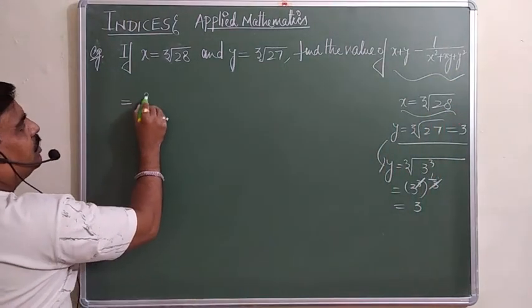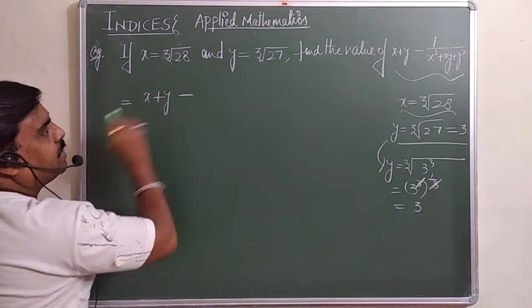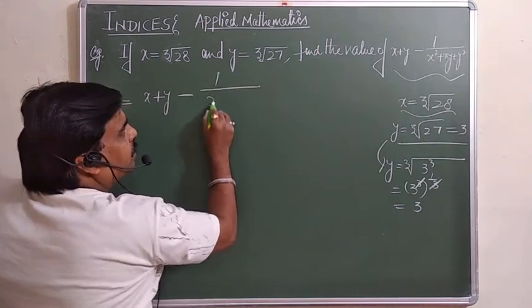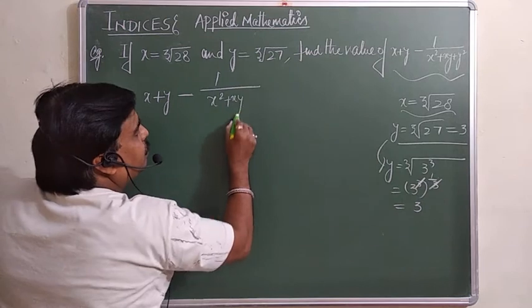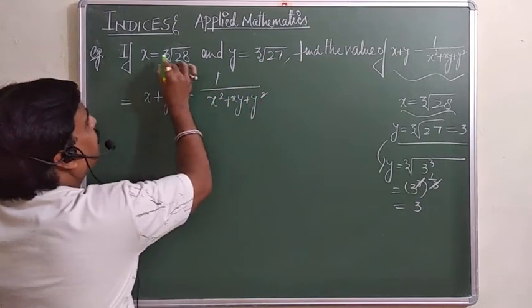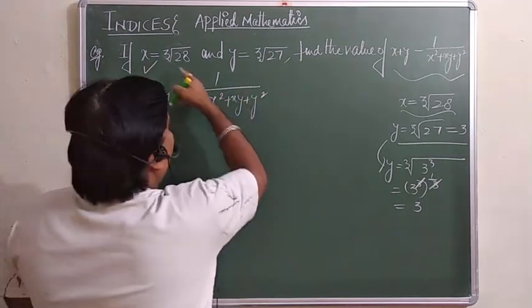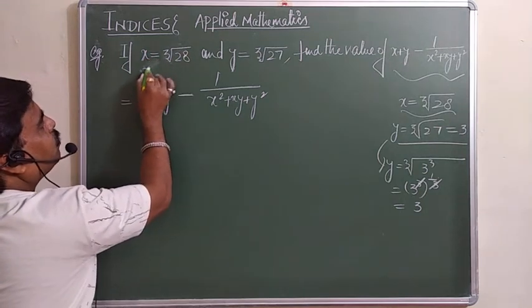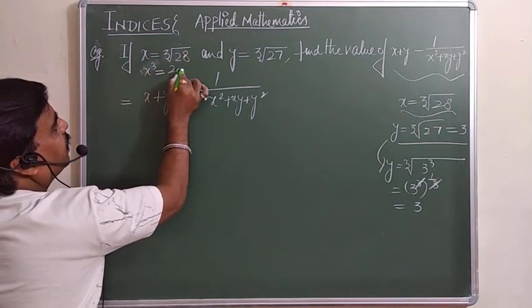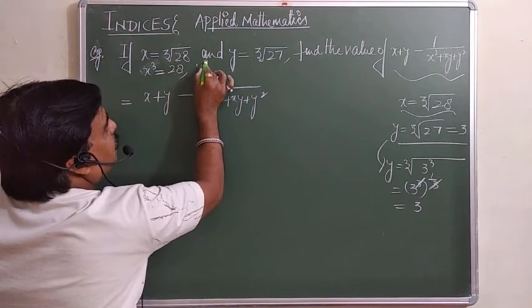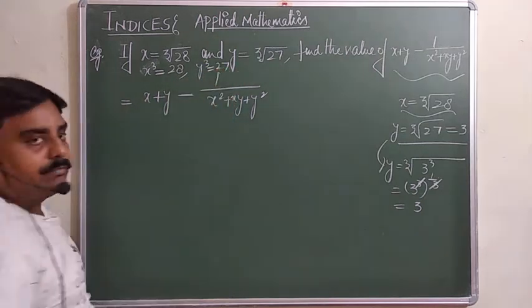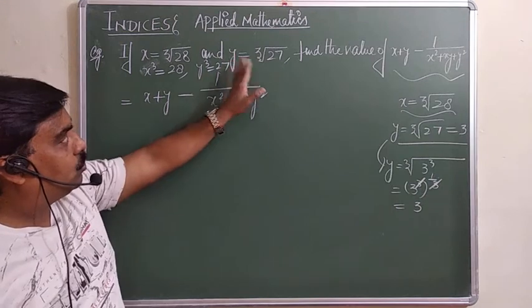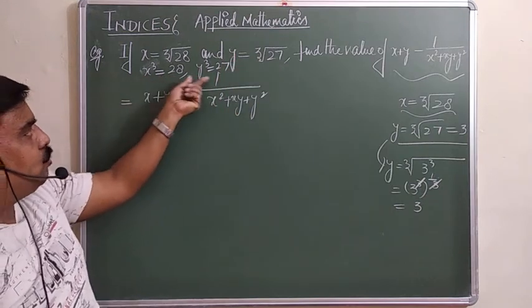So look at here now. This is (x + y - 1) over (x square + xy + y square). Now, the value is given here. If we do the cube of both the sides, you will get x cube is equal to 28 and y cube is equal to 27. You are going to do the cube of this one. So you know the value of x cube and y cube.